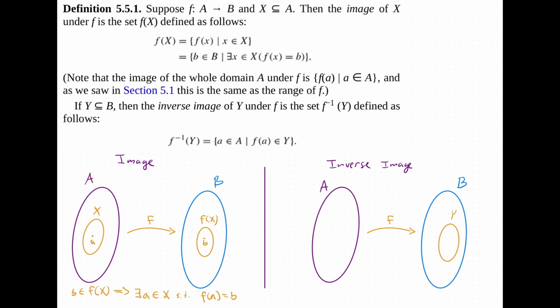However, this is not saying that a is the only element that maps to b. It is possible that we have some other element over here. Let's call this element d. It is possible that f of d also maps to b.